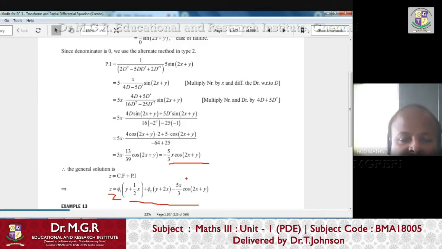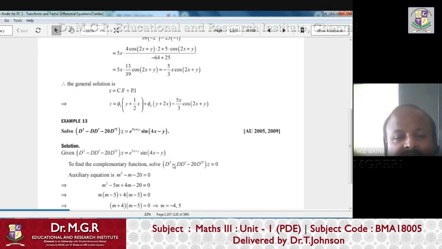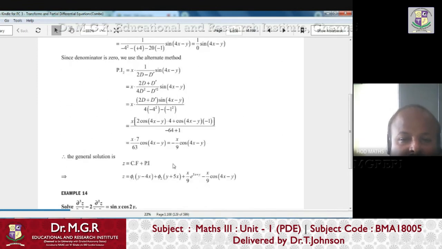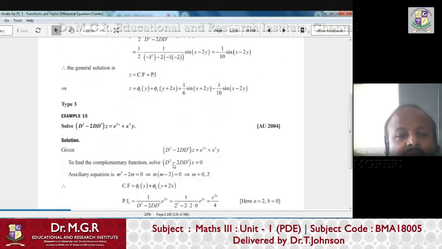Directly we can multiply x power r by r factorial, or we can use the same method we have seen now: multiply the numerator by x and differentiate the denominator with respect to D. Right? That we can do. So there is one more thing also. The right hand side is in algebraic form. Algebraic form means it is in x square y square format.